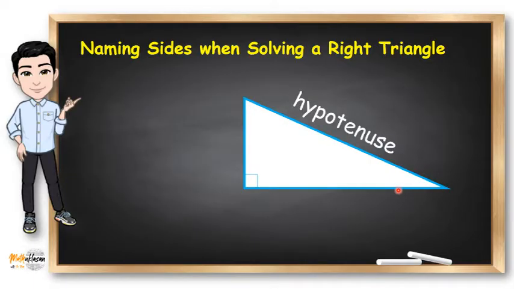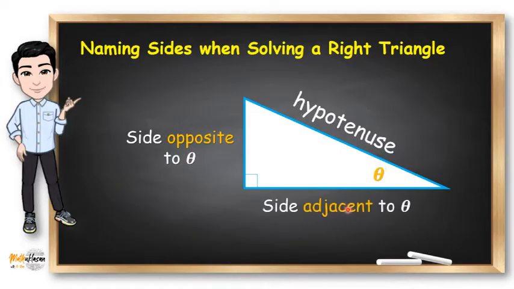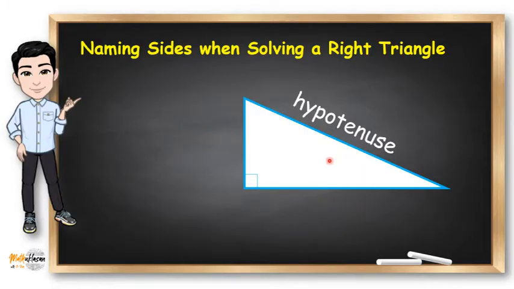Now, since angles are involved in our discussion, if we set this as the angle measure or theta, the side opposite to this angle is called the opposite side, while this side adjacent to this angle is the adjacent side. So kung hypotenuse ang pag-uusapan, wala tayong problema because the hypotenuse is always opposite the right angle in a right triangle.